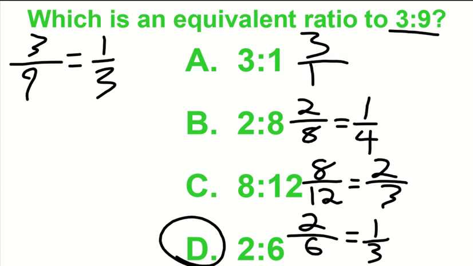There's no real shortcut to doing this. You got to go through each answer choice until you find the match. Sometimes you get lucky and it's A, so you don't have to do the whole thing. Sometimes it's D and you got to do all of them. But you're checking to see which one simplifies the same way.